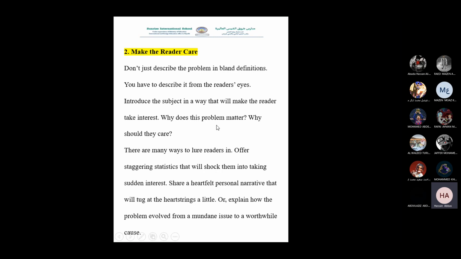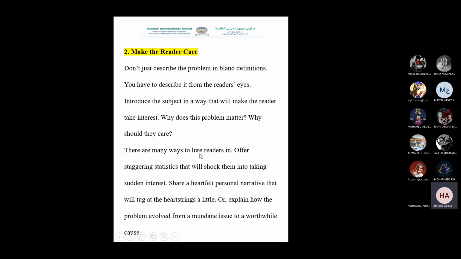Why does this problem matter? Why should they care? As a reader, why should I care about that problem? Why should I be with you? And why is this problem a big matter that we have to solve? All of that I have to feel when I read your paragraph.